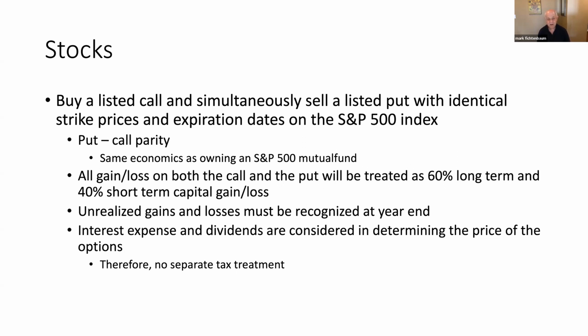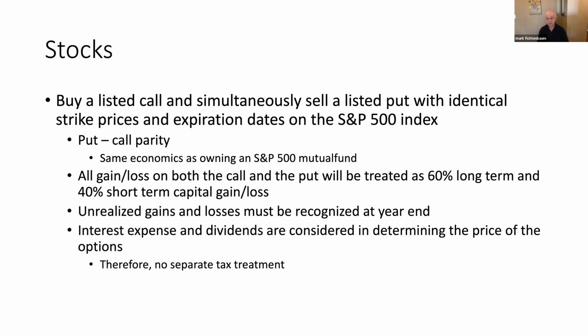Well, once again, we've got put call parity. Once again, we've got the same economics as owning the S&P 500, be it a mutual fund or the 500 stocks. But now these options are 1256 contracts. And because they're 1256 contracts, any gain or loss on both the call and the put is going to be treated as 60% long-term, 40% short-term. At year end, we've got to recognize our gains and losses.